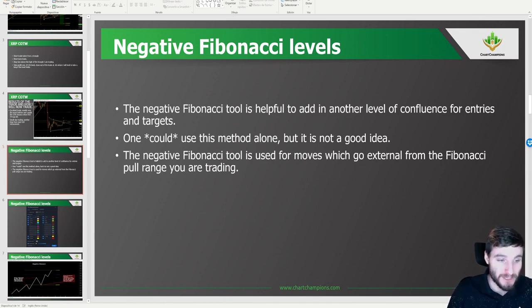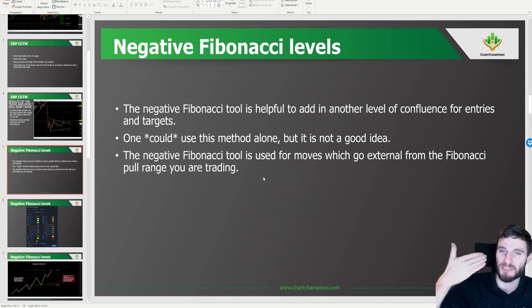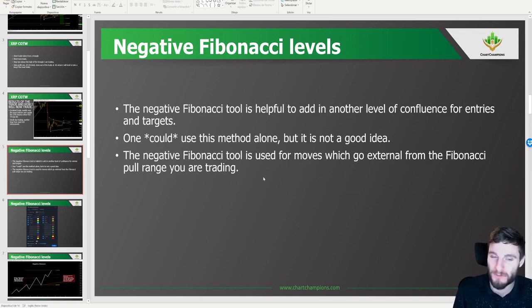And the negative Fibonacci tool is used for moves which go external from the Fibonacci pool range that you are trading. If this doesn't make sense, I am going to explain the differences between external and internal later on as we go through the slides. Essentially, this is when you're going external from your original pool, and that's where you get targets or your entries, whether you're in the shorts or your longs. It's a good way of judging where support can be found on a coin or stock, whatever you want to use it on, to be honest.